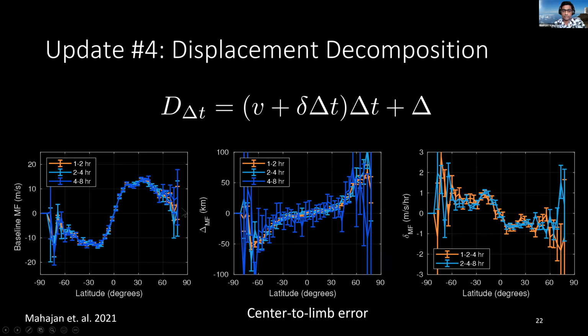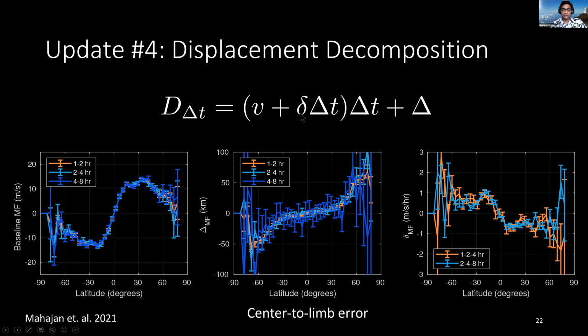What we tried to do was decompose the displacement into two quantities at first: a true velocity, a baseline velocity, and a systematic error. Assuming that the true velocity and the systematic error would be independent of time lag, we tried to solve for them using different combinations of measurements at different time lags. So we ran the tracking at 1 hour lag, 2 hour lags, 4 hour lags, and 8 hour lags, and calculated this baseline velocity and the systematic error. But they came out to be different as a function of time lag.